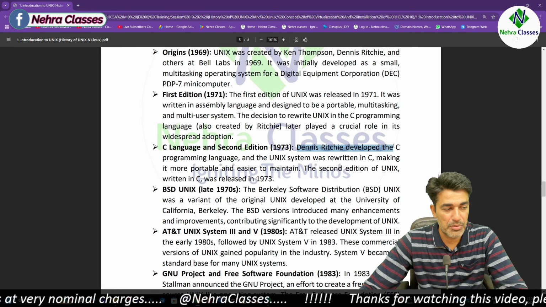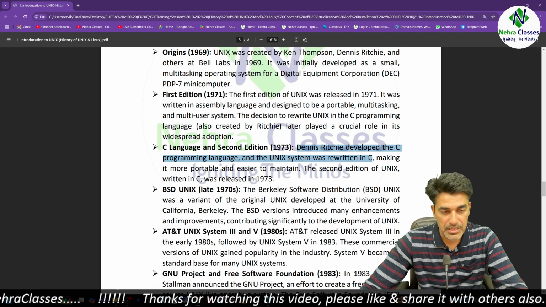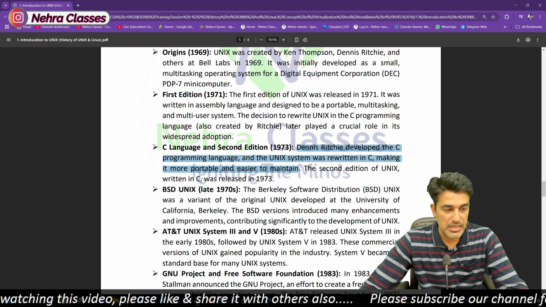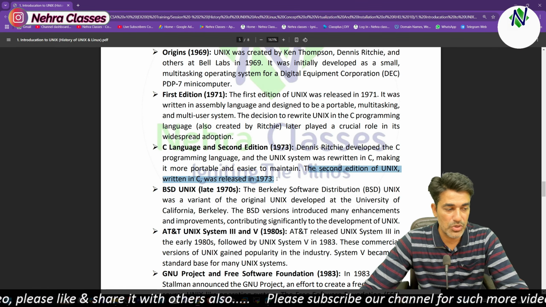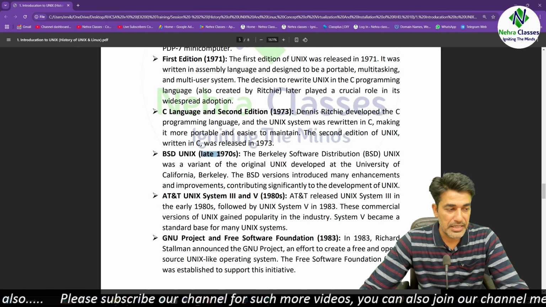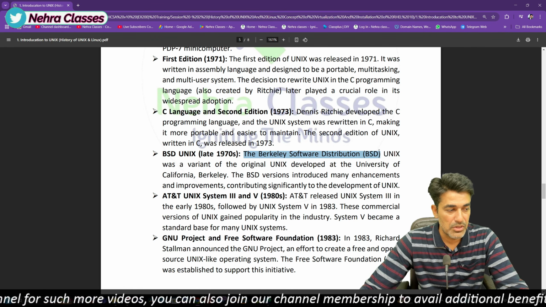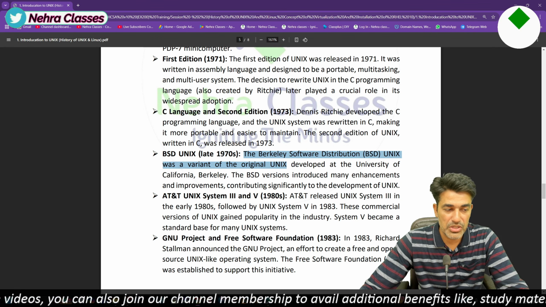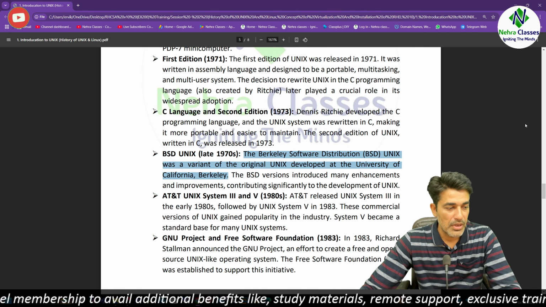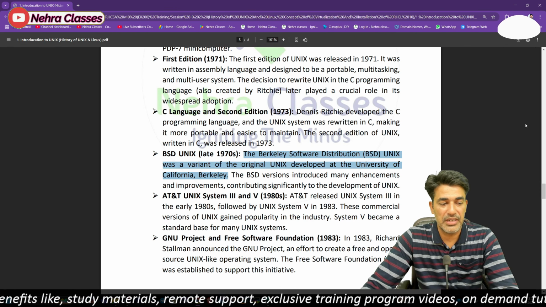Dennis Ritchie developed the C programming language, and the Unix system was rewritten in C, making it more portable and easier to maintain. The second edition of Unix, written in C, was released in 1973. In the late 1970s, the Berkeley Software Distribution, or BSD, Unix was a variant of the original Unix developed at the University of California, Berkeley. The BSD version introduced many enhancements and improvements, contributing significantly to the development of Unix.